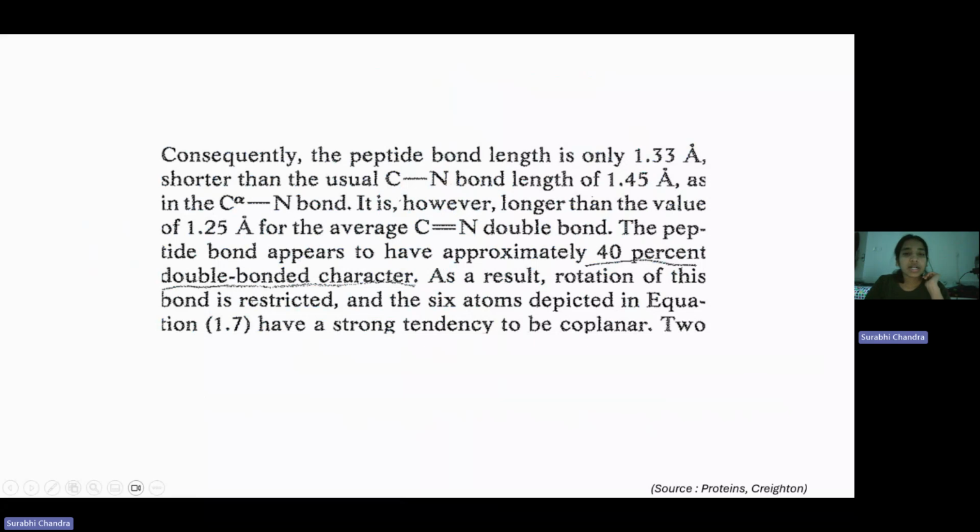So yeah, consequently, the peptide bonds, that is what is written here. Over here, the peptide bond length is only 1.33 angstrom, which is shorter than the usual CN bond length of 1.45 angstrom. Okay, this is the sigma bond we are talking about, as in the C alpha N bond. It is, however, longer than the value of 1.25 angstrom for the average CN double bond. So it was found that the peptide bond appears to have nearly 40% double bonded character. And as a result, rotation of this bond is restricted and the 6 atoms, okay.